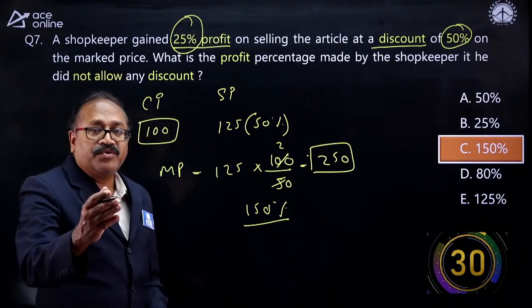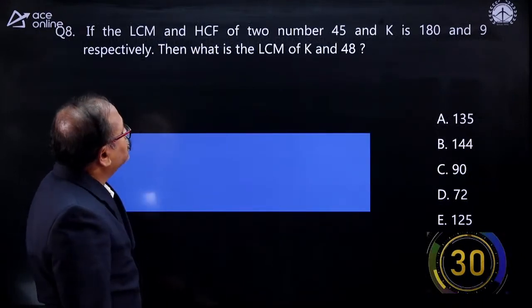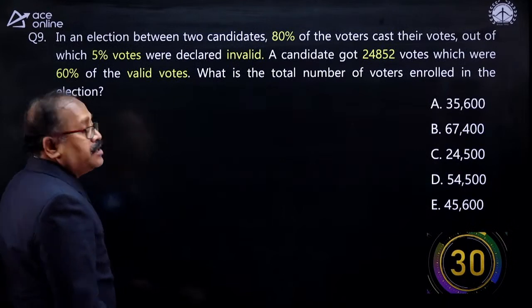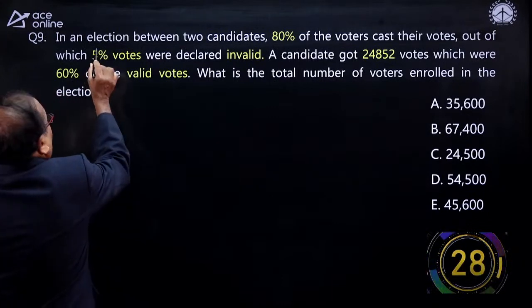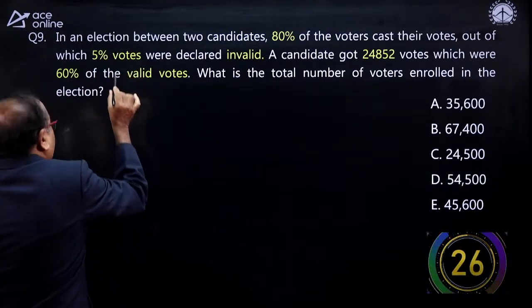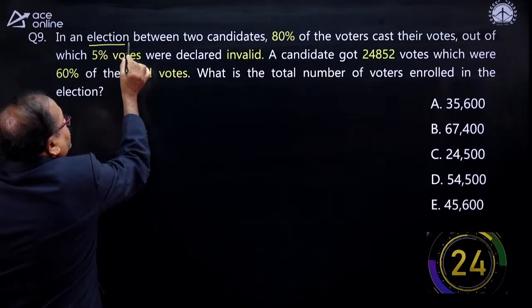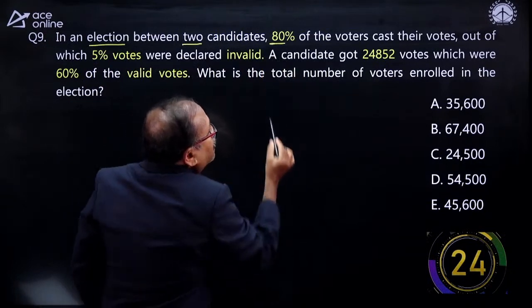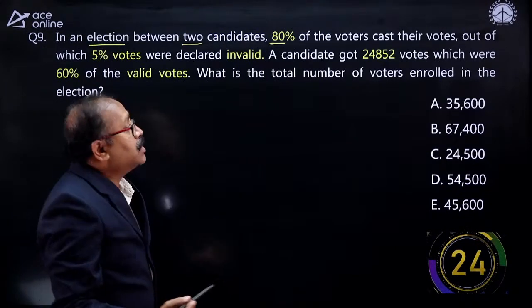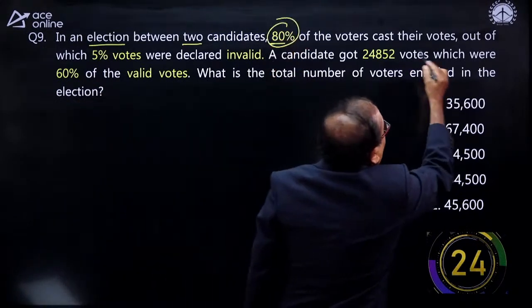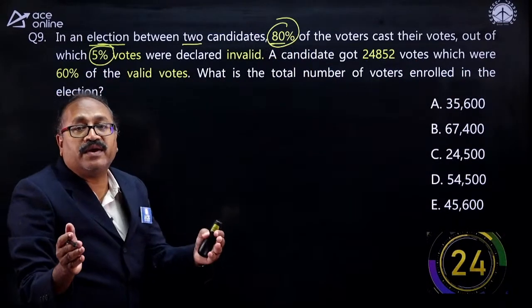Okay. Now moving to the next question, my young friends. Here I will leave this question, LCM, HCF related. At a later stage we will discuss that question. This question which I am going to discuss now is very, very common. In an election between two candidates, 80% of the voters cast their vote, out of which 5% votes are declared invalid.